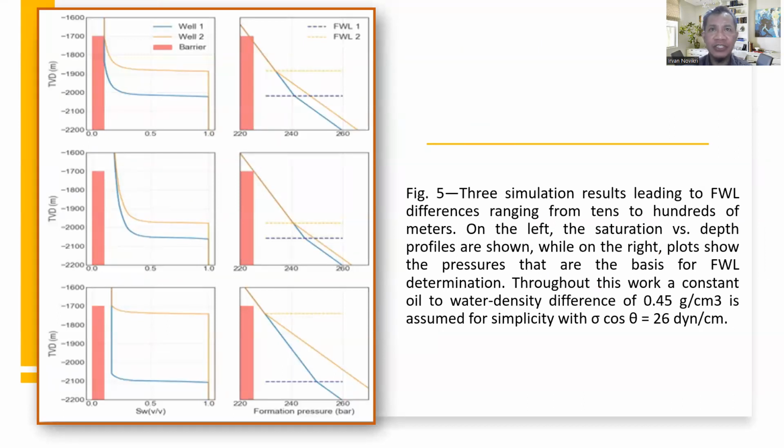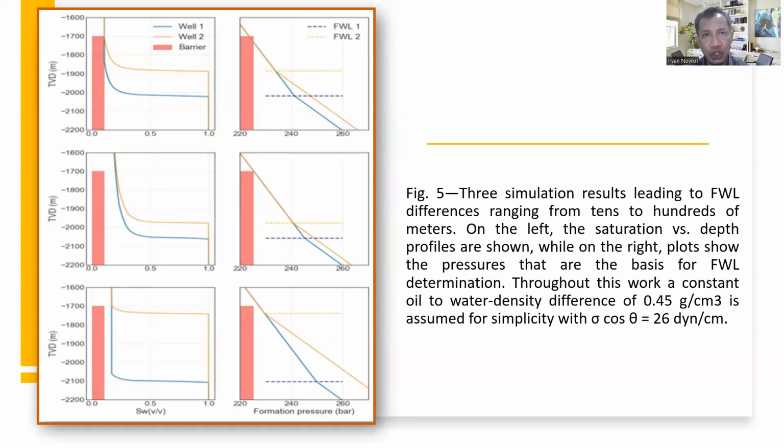The simulation results, as we can see on the slide, depict variation in the free water level ranging from 10 to 100 meters. The left side of the figure shows the saturation versus depth profile, while the right side displays a pressure plot that determines the free water level.